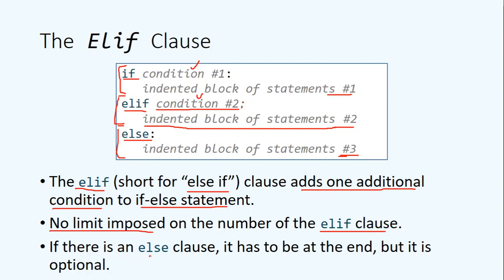And if there is an else clause, it has to be at the end. What this means is that when you do reach this part of the code, it means that none of the conditions that have been checked before this are true. Therefore, for that reason, the else clause must be at the end. You can't have the else clause in between the if statement or the else if statements, right?